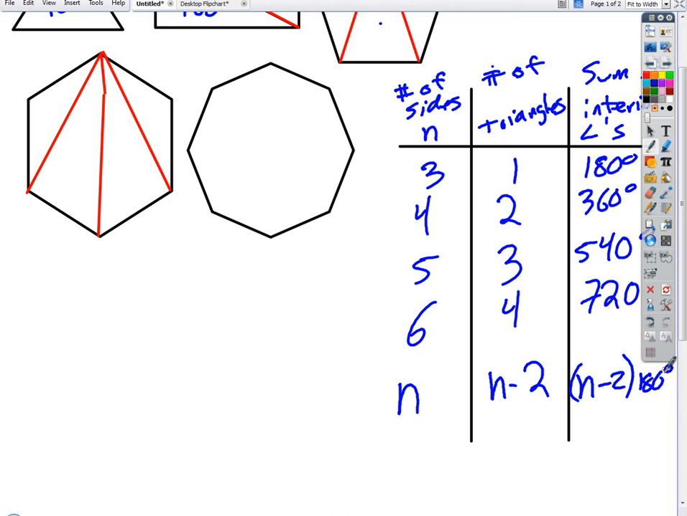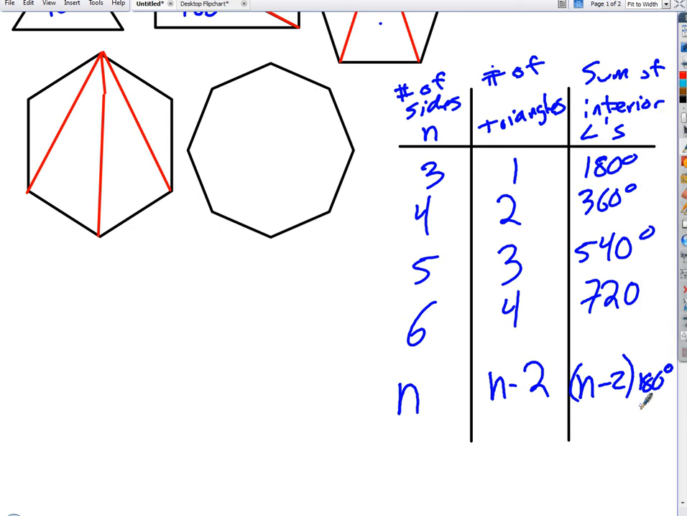Now we can always, even if we had a huge polygon, if it had 39 sides, we could predict what the sum of all the interior angles would be by just using this formula. What if it did have 39 sides? How could I calculate the sum of its interior angles? Yeah, so 37 times 180, that's it.